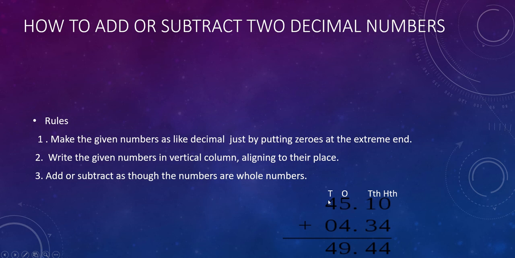Now look at the rules. As I told you, write the given numbers in vertical column. I have written all these digits in vertical column according to their place value. And we are adding simply as we have whole numbers. And we are aligning all the numbers. Means under decimal I am putting decimal sign. Under hundredth place I am putting all the digits of hundredth place.